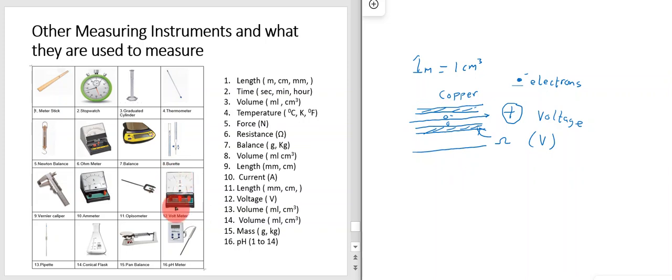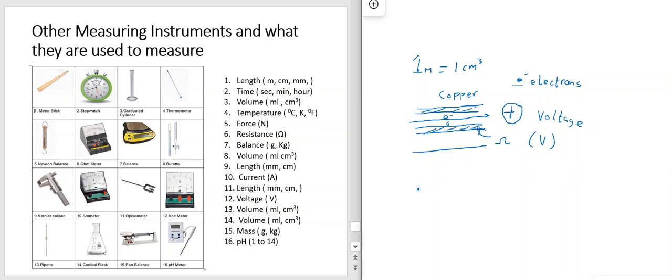So we use what's known as a voltmeter to measure the voltage. We have this here, which is called a pipette, and we look at these in detail as well. Pipettes are used to measure very accurate amounts of volume. This is a conical flask. Again, it's used to measure volume. This here is what's called a pan balance, and this is used to measure mass very accurately. And this here is what's called a pH meter. And we look at pH in more detail in subsequent lessons.